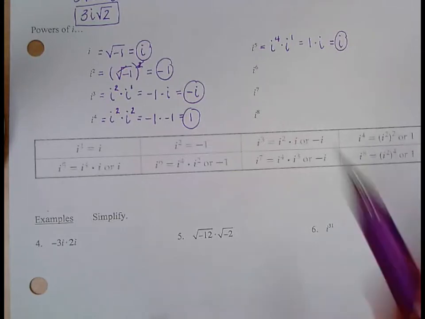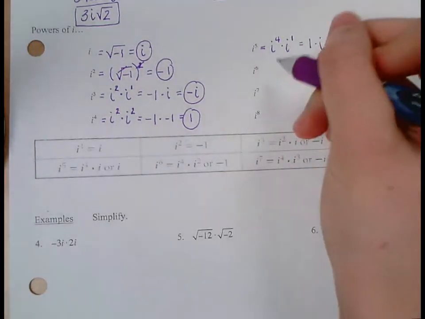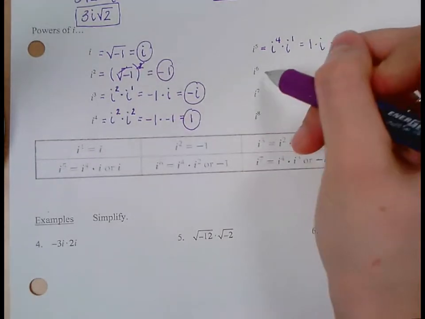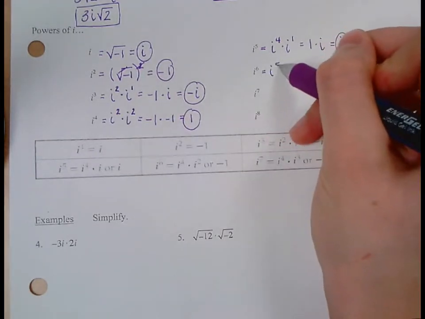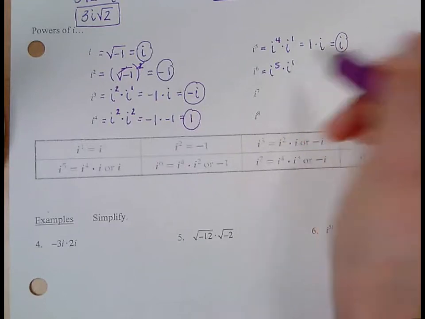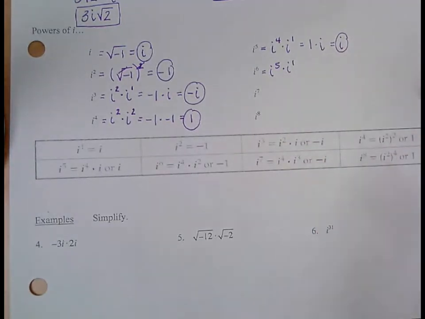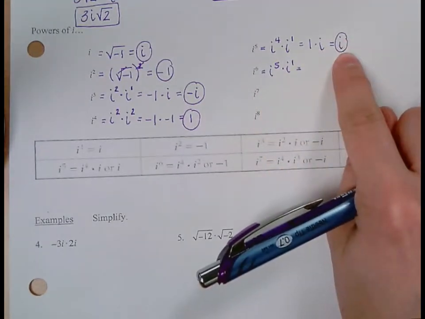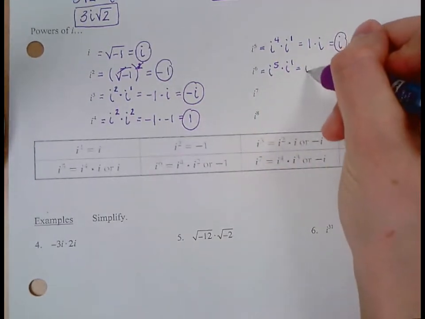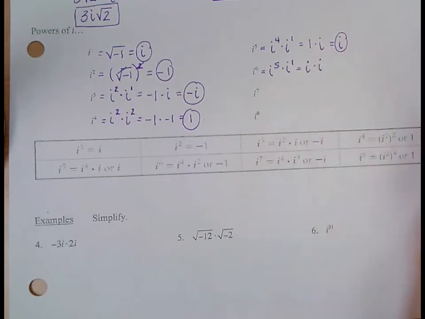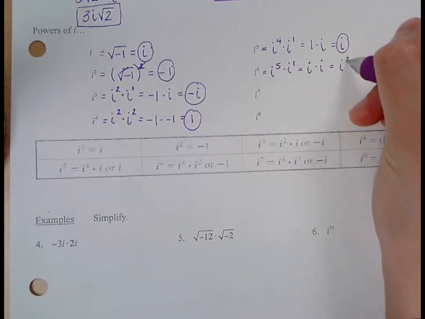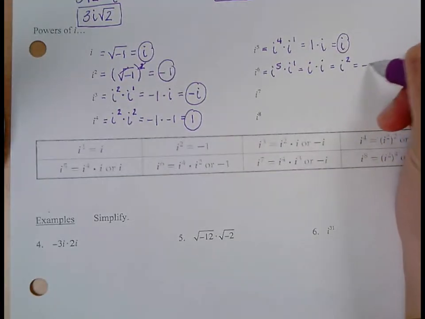i to the 6th power, I'm going to split this into i to the 5th power times i to the 1st power, since 5 plus 1 is 6. i to the 5th power we just said was equal to i. So this becomes just i times i, which is i squared, and i squared is -1.